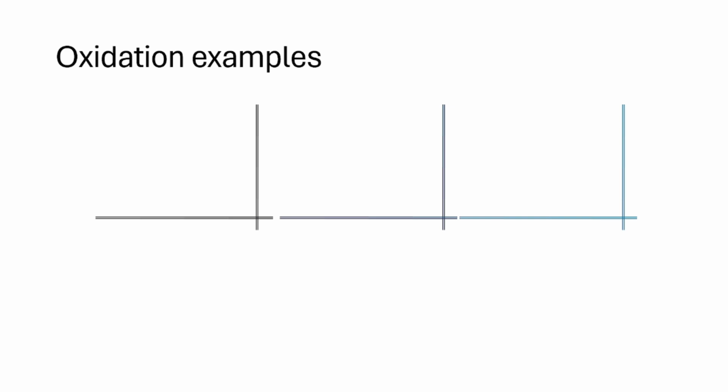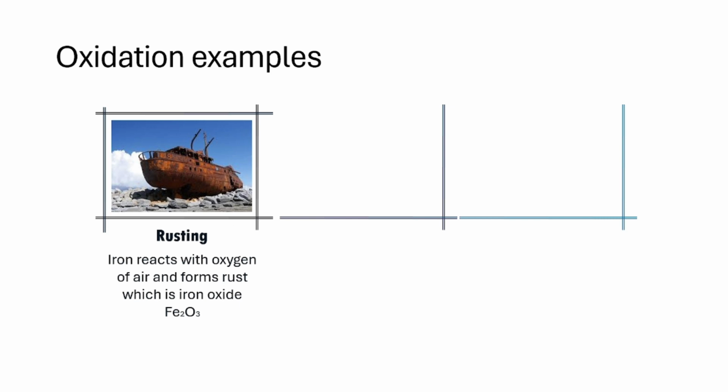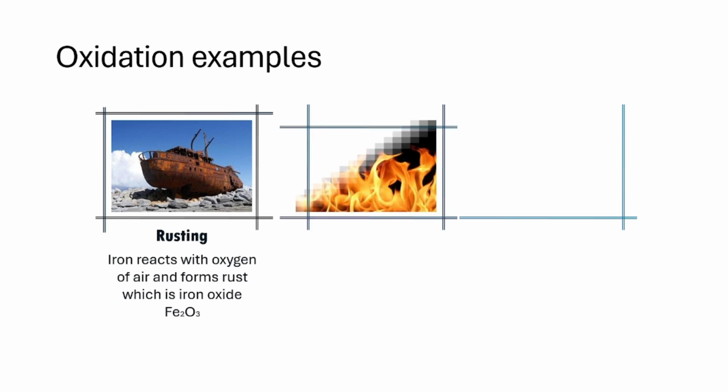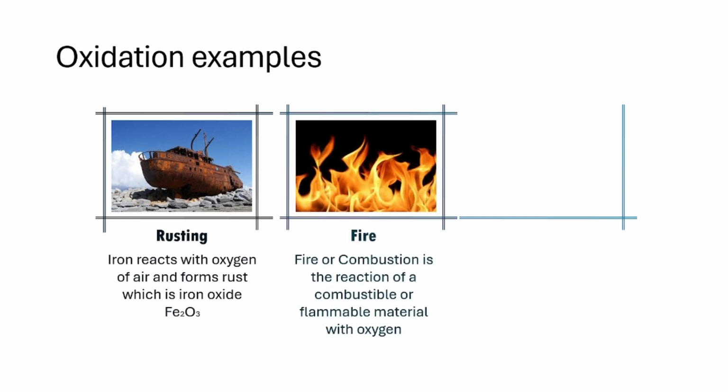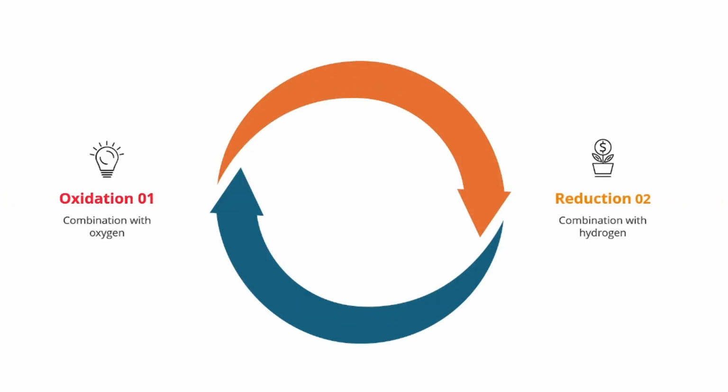An example of oxidation is rusting of iron, in which iron reacts with air and forms rust. Rust is iron oxide. Fire or combustion is also oxidation, in which a flammable or combustible substance catches fire. A flammable substance catches fire quickly, like petrol. A combustible substance can burn, like paper and wood. Breathing is also oxidation, in which we inhale air and take in oxygen from it. So, oxidation is a combination with oxygen. Reduction, on the other hand, is a combination with hydrogen.